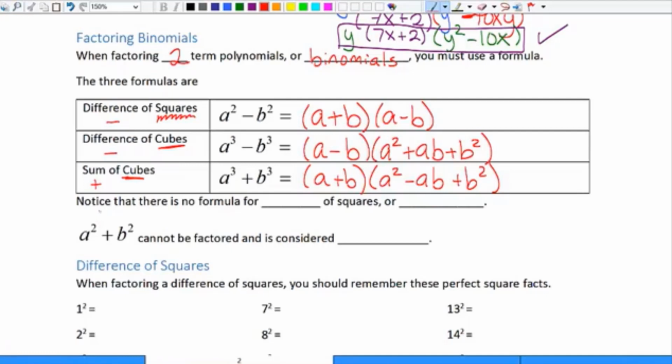I need you to notice at this point that there is no formula for a sum of squares, which would be a squared plus b squared. We have sum of cubes and difference of cubes. We have difference of squares, but we don't have the sum of squares. I need you to understand that a squared plus b squared cannot be factored and is considered prime. If there was a formula for it, I would give it to you. I'm not hiding it from you. There is no formula for sum of squares. It actually just doesn't factor at all.